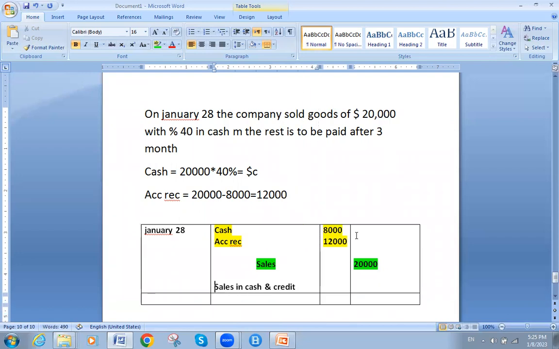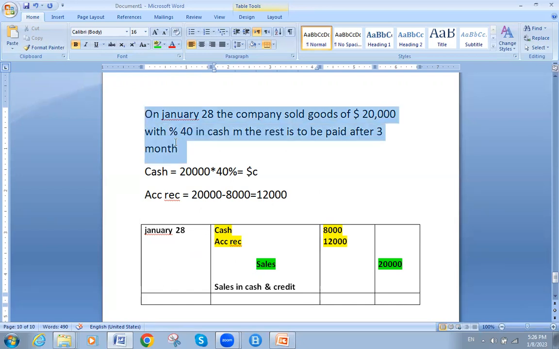Let us do this like this, a little bit. So here we go from cash and account receivable into sales. If all the sales are to be paid later, you will pay the 20,000 from account receivable to the sales. If the sales are all in cash, it will be from cash to the sales. But if it's partially cash and another part in credit, it will be from cash and account receivable into the sales with these amounts.